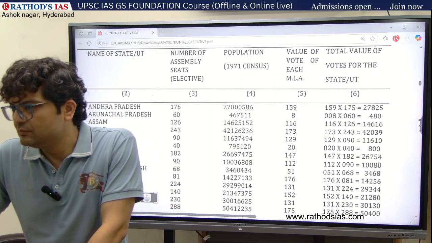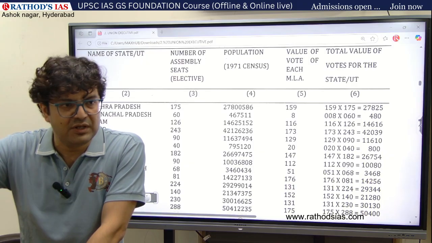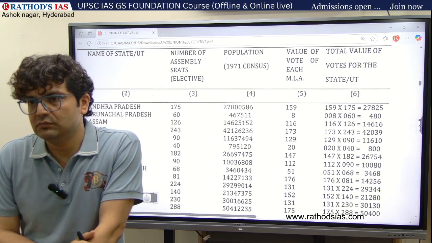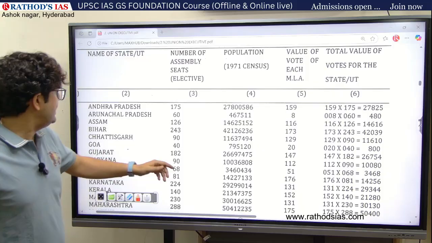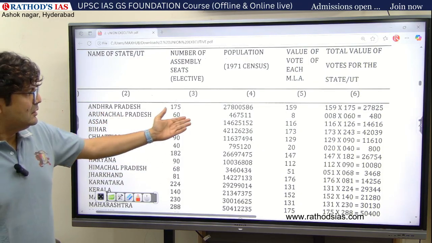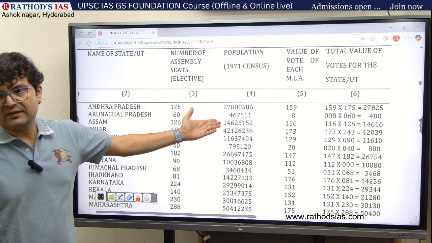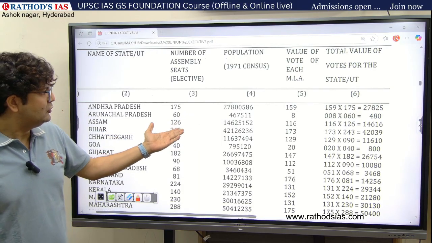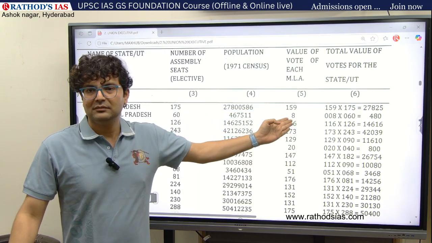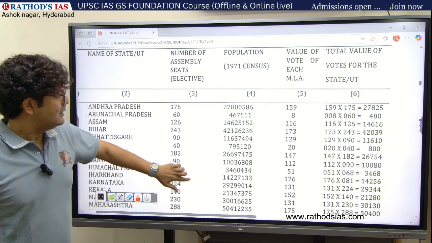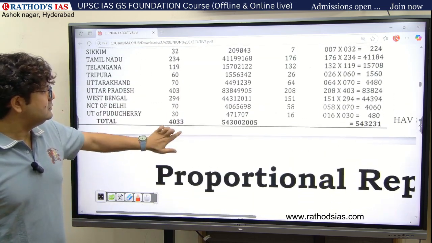Okay. So, of course, if you look at the formula, the vote value depends on what? State population. Larger the population, more the vote value. And it can be seen also. Look at, say, Arunachal Pradesh. Population. What is this population? 4.7 lakh. That's it. So, of course, what is the vote value? 8.